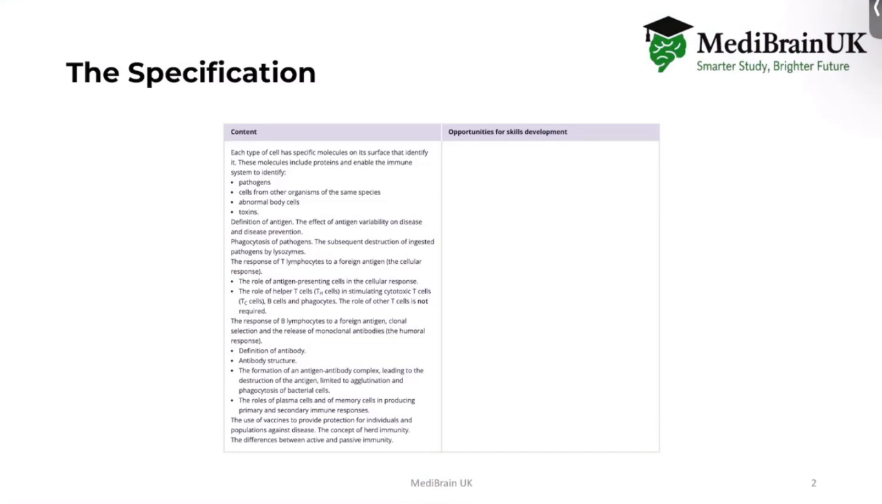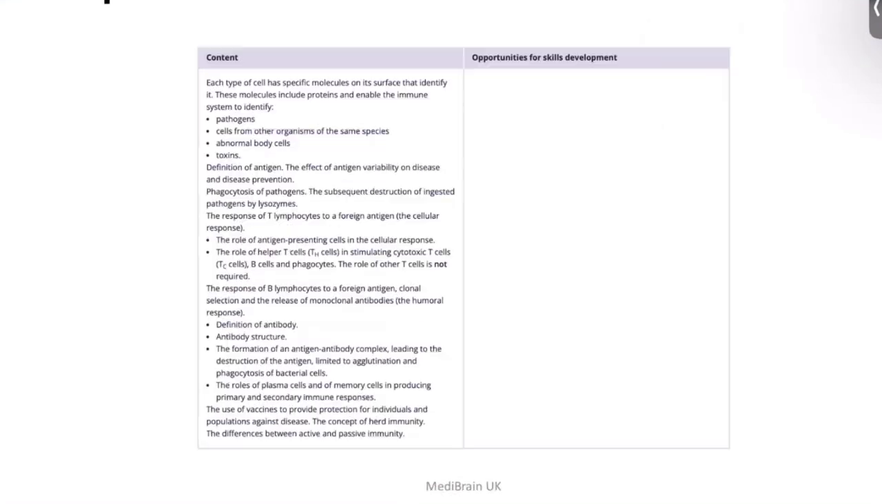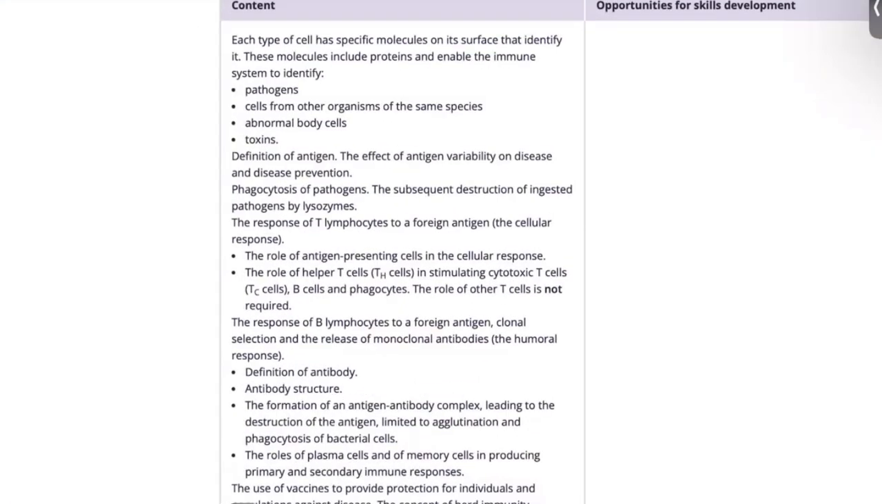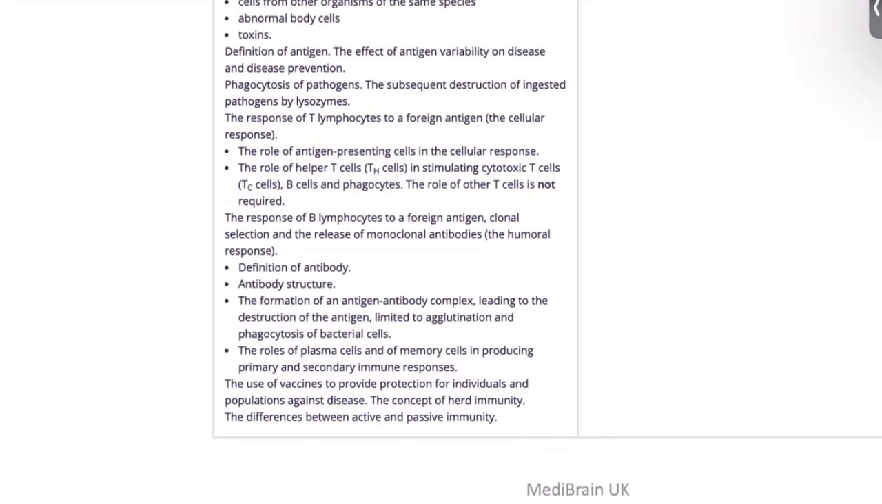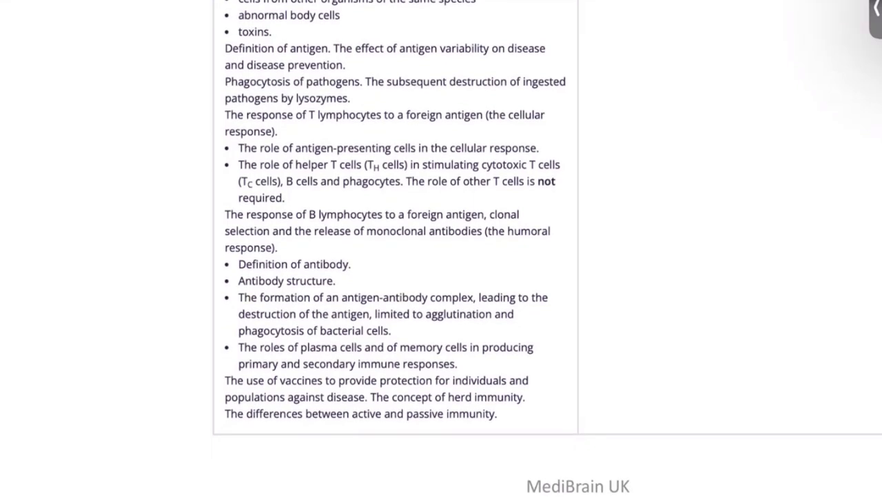So looking at the specification, again, we've covered most of the specification. We've looked at the immune response. We've looked at all the first part of it, and scrolling down, we've looked at all of the antigen stuff. We've looked at antigen presenting cells. We've looked at the immune response, the cell mediated response, the humoral response. We've looked at antibodies. We've looked at agglutination. We've looked at plasma cells and memory cells.